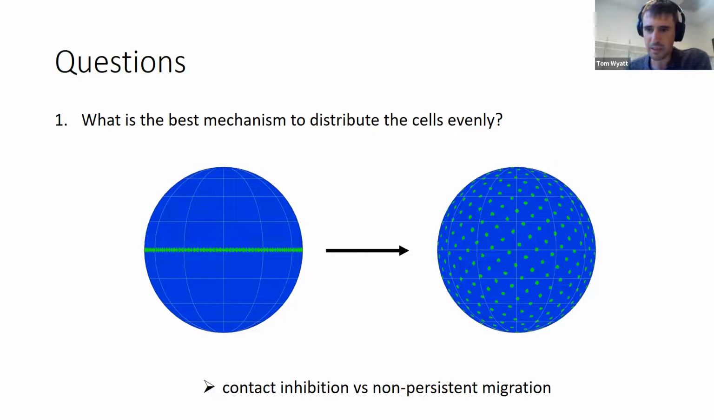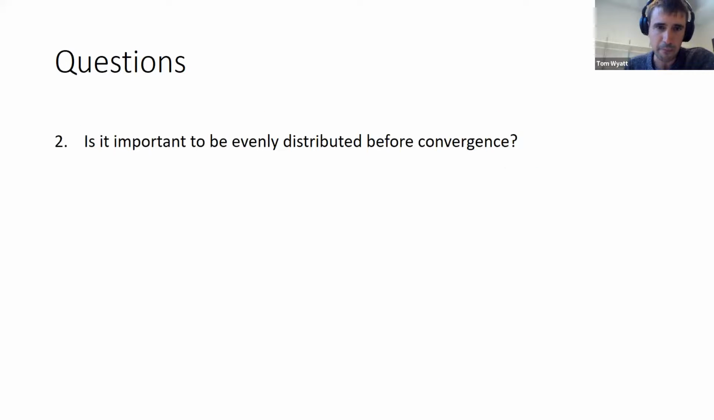And we're mainly going to be looking at two competing strategies. The first, the contact inhibition of locomotion that Stephanie talked about, and also this non-persistent migration, so where cells are just moving around, changing their direction randomly.